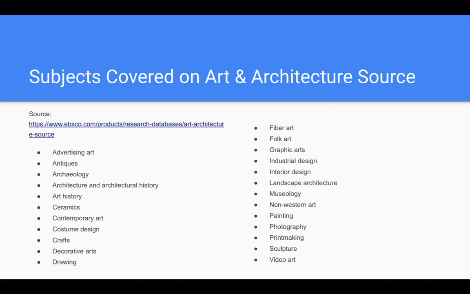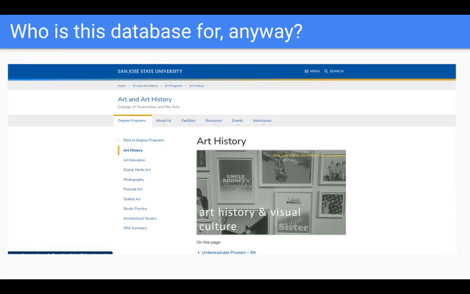This is a really great database for finding a really nice variety of information that you may not get on the other art-related databases that King Library's website has. Which brings me to my next point. Who is this database for anyway? Who would benefit from the use of Art and Architecture Source?